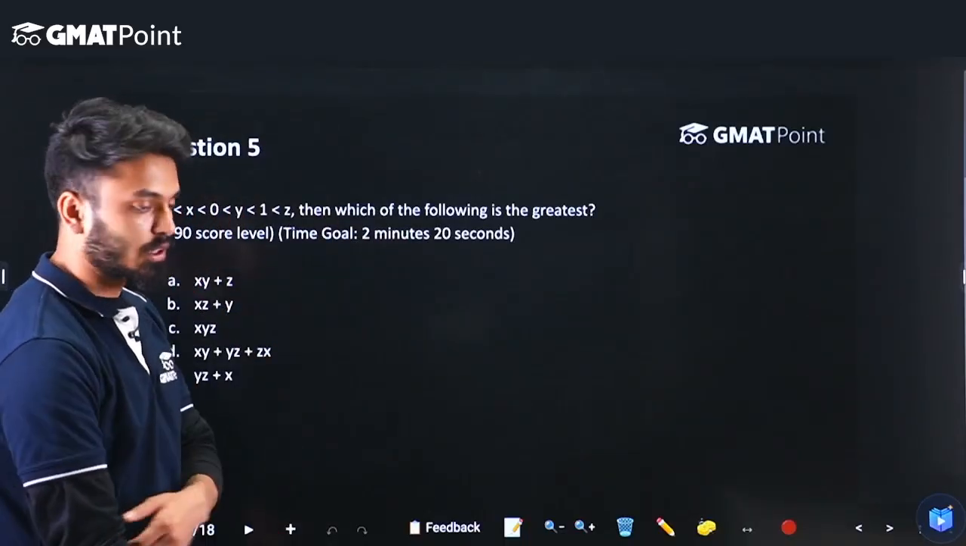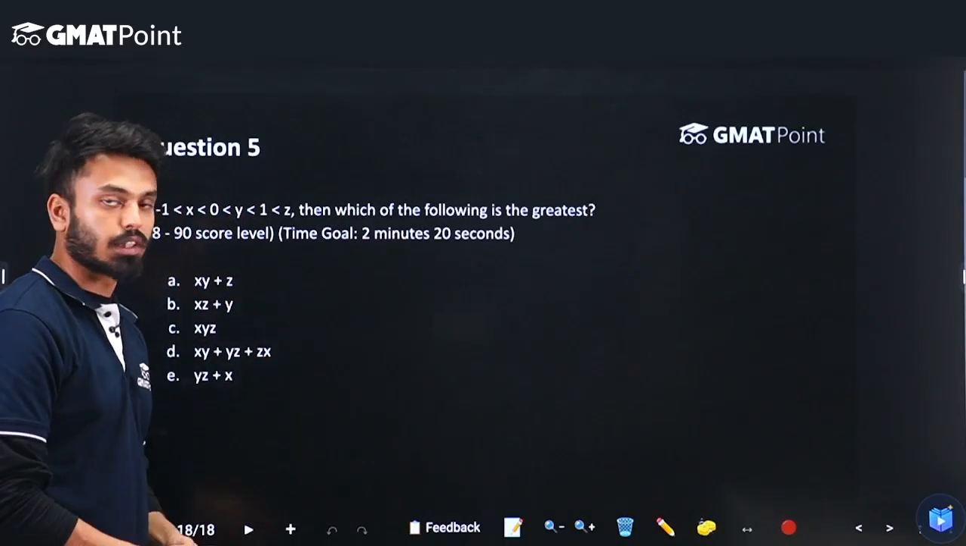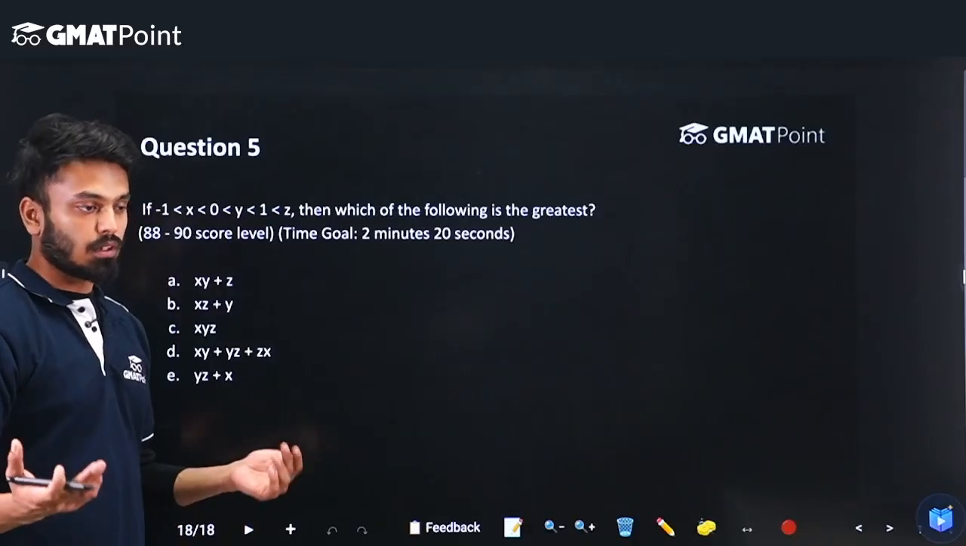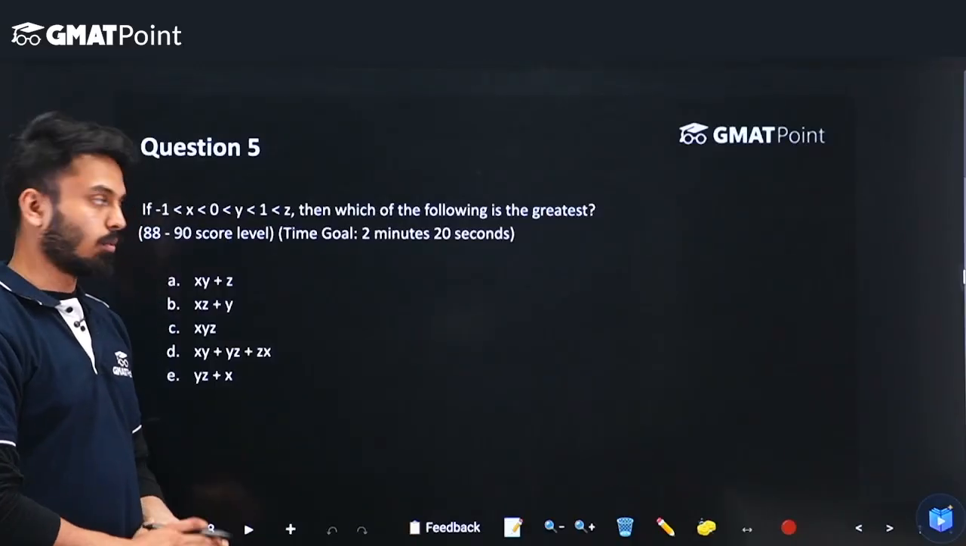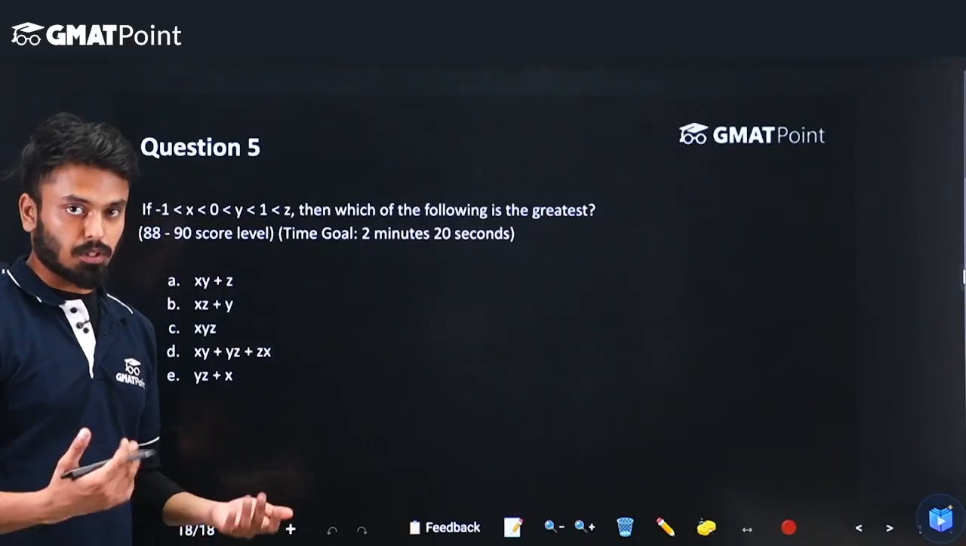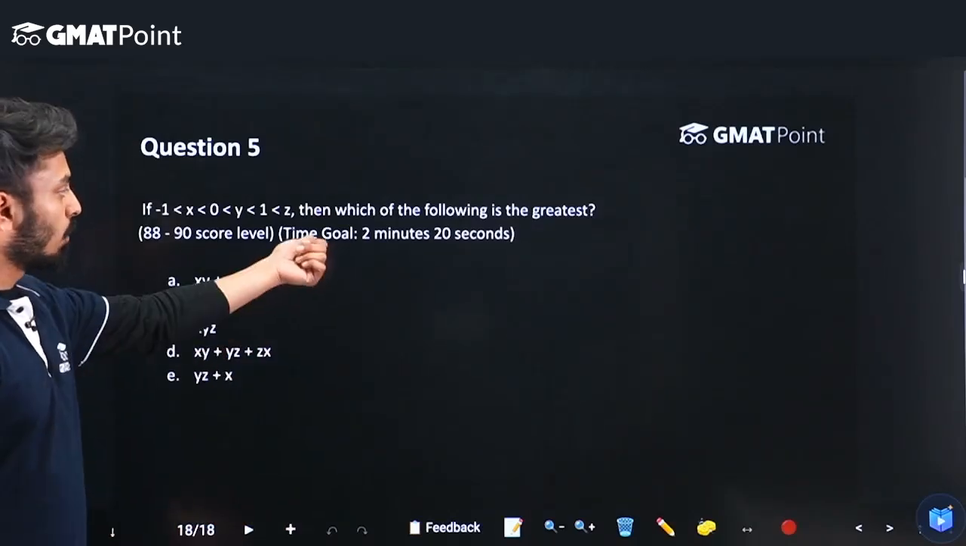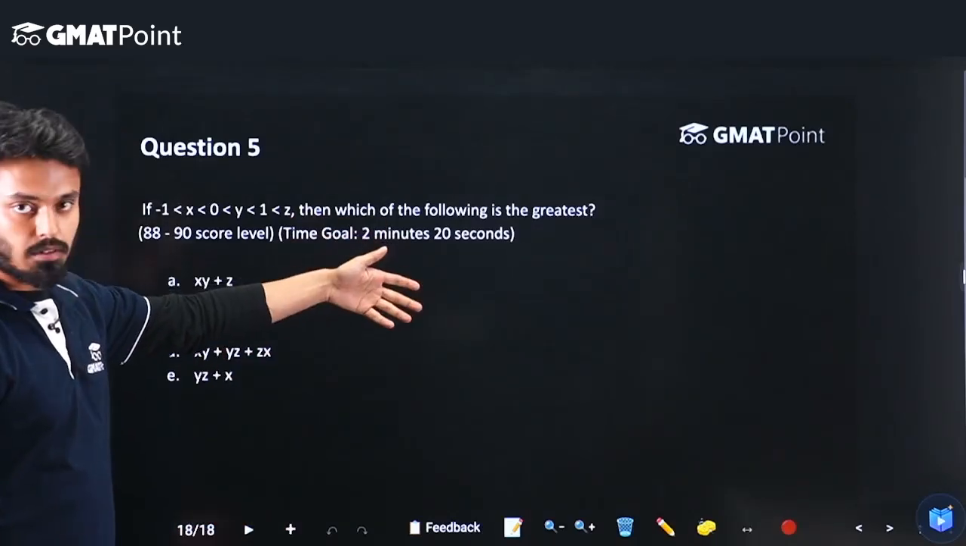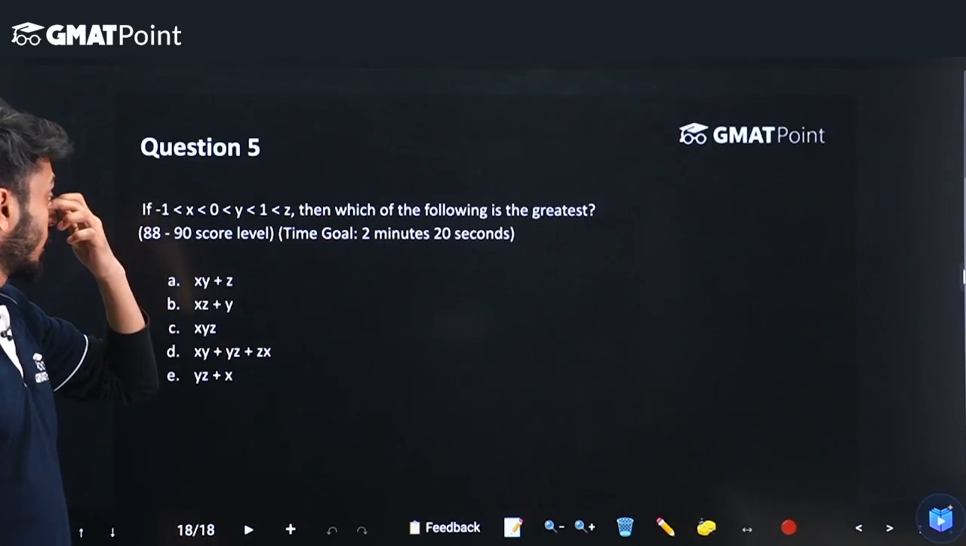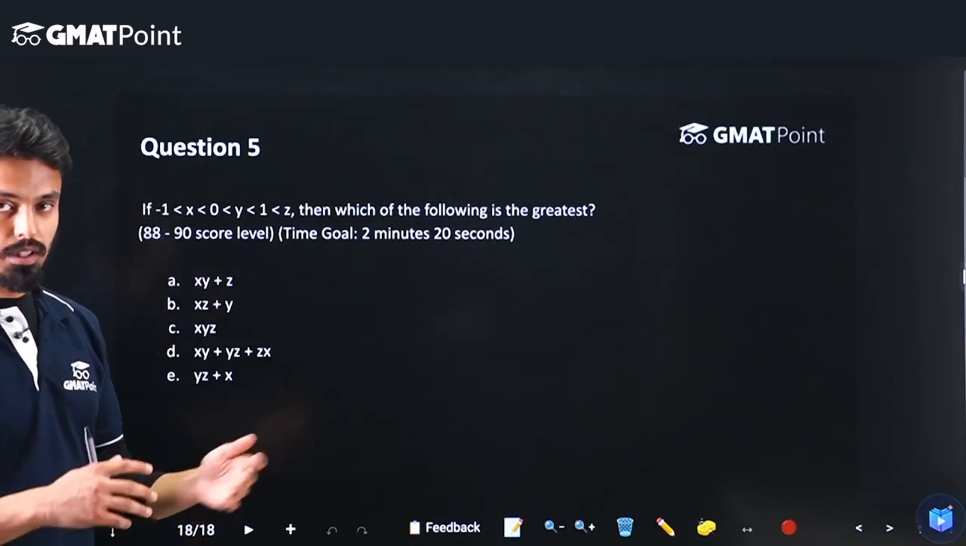You can spend 2 minutes 20 seconds. You can spend 2 minutes and 30 seconds. The average time in the GMAT exam is meant to be 2 minutes per question, but that's an average. You can spend more time on a difficult question. Try to get this one in the time that I have stated over here, 2 minutes and 20 seconds. If you can't, again, don't worry about it.